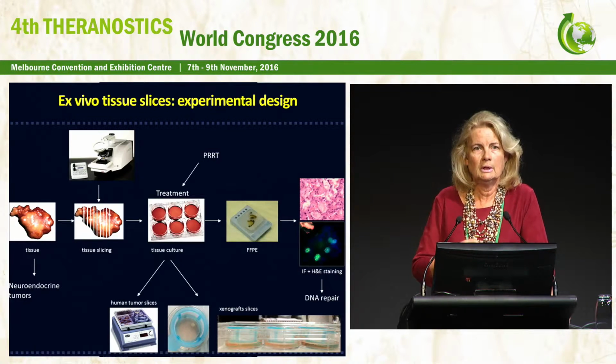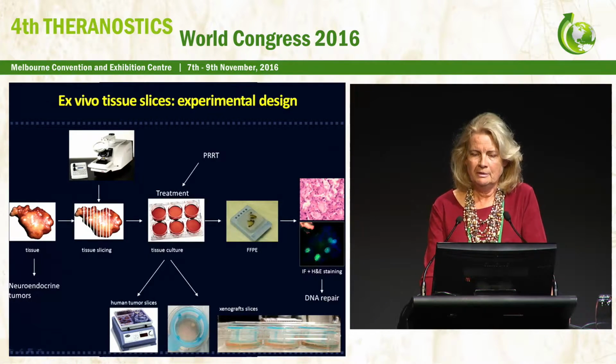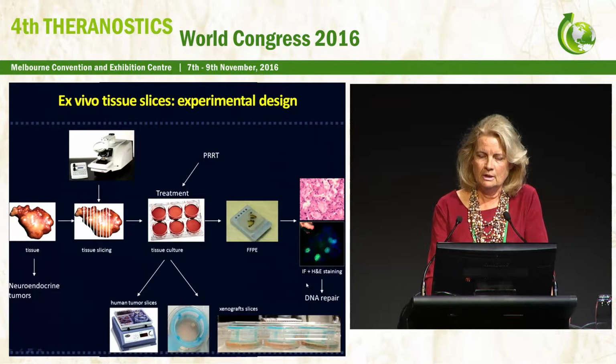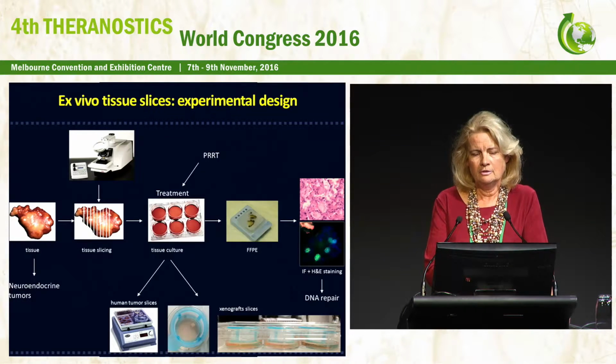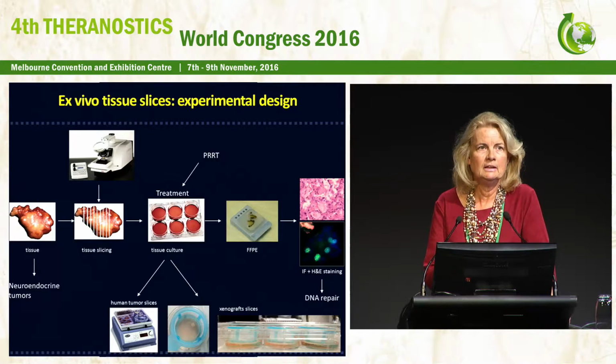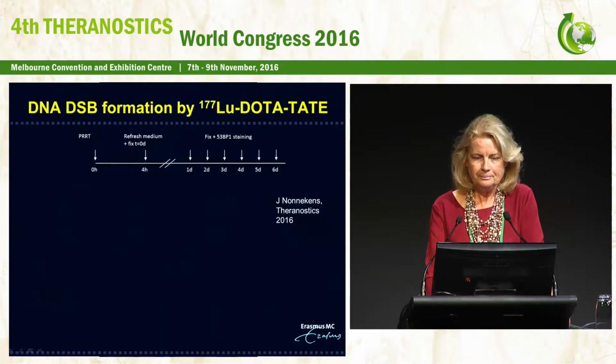So during this week, we can perform PRRT and look at the responses to the therapy. Afterwards, the slices can be embedded in paraffin, they can be sliced into histological slices, and they can be stained, and we can look for DNA repair. So we do comparisons of the human tumors versus xenograft slices to optimize the techniques. And finally, we aim to use this technique for determining the radiosensitivity and also for combination with the genomic techniques that have been presented earlier today.